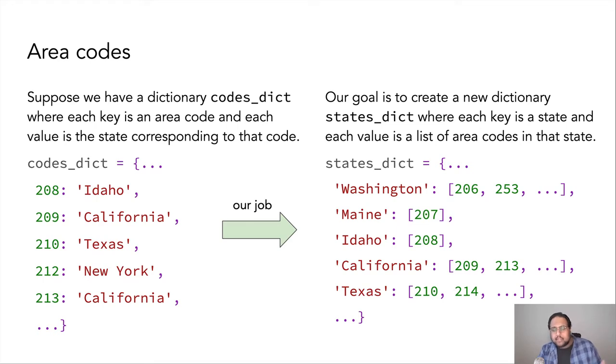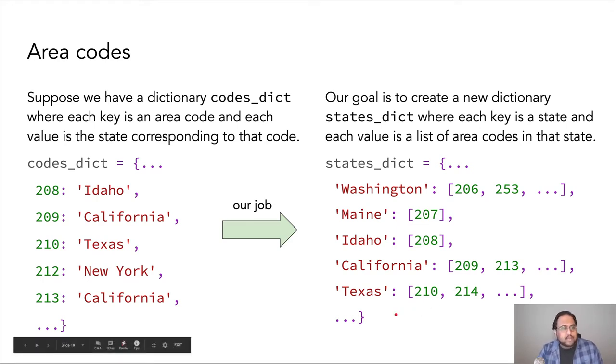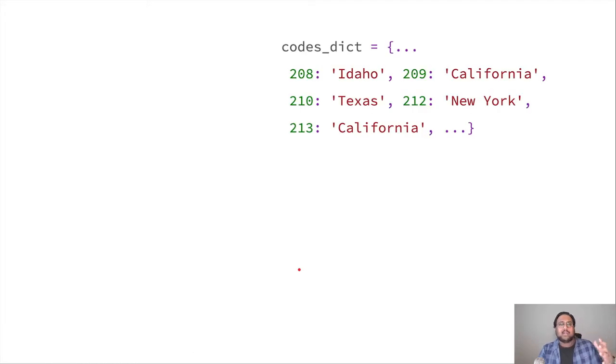Okay, if you didn't actually pause the video, that silence might have been awkward, but that's okay. So before we write any code, I always like to start with a high level approach and write my ideas down. Just for reference, here is codes dict once again, which is what we are starting with. I just wrote it in a slightly more compressed form.